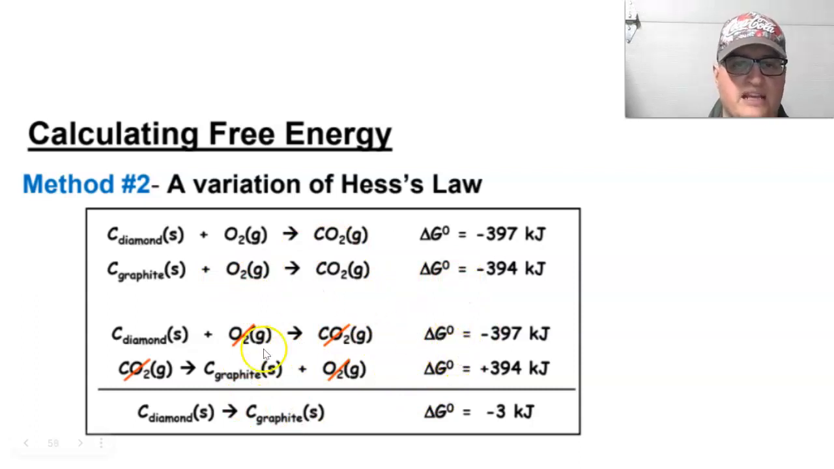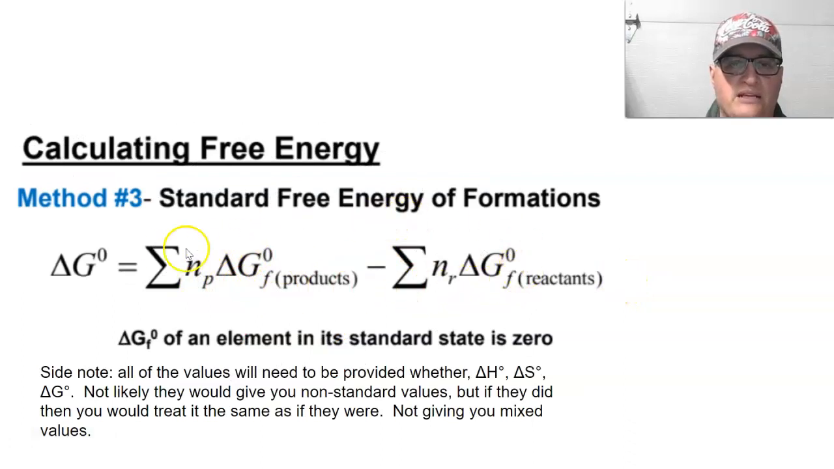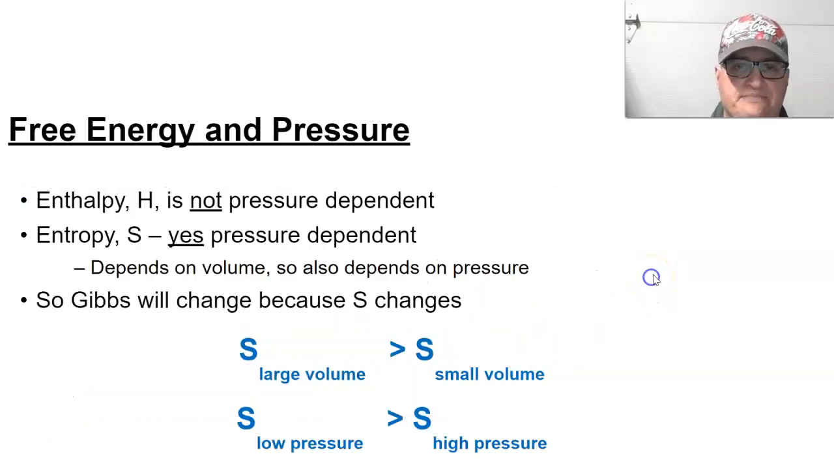Again, with delta G's, you're solving the same type of math we did for Hess's law and enthalpy. You have the same idea that we did with delta G before with delta H. All the values will be provided, whether it's delta H, S, or G. Not likely they would give you non-standard values, but if they did, you would treat them the same. They're not going to give you mixed values, standard in some and non-standard in others. So no need to feel like they're trying to trick you or fool you in any way. But again, remember it's products minus reactants. And delta G in its standard state is 0 because it's in its normal energy state.